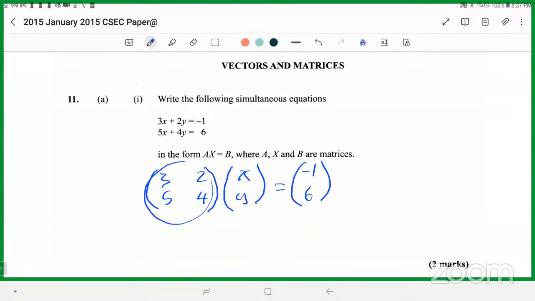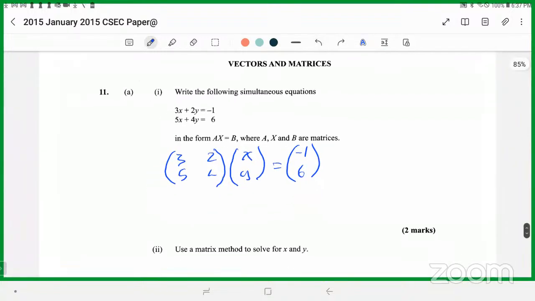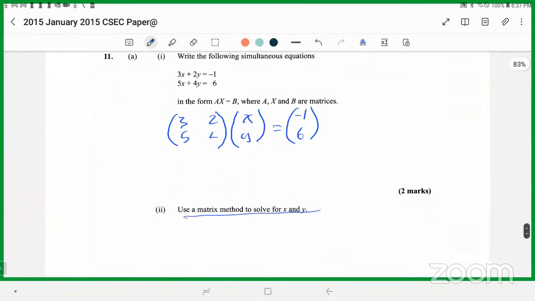So this is like the A. This is like the X. And this is like the P. And that's a matrices equation. 2 marks for that. It says use a matrix method to solve it. So you're trying to find the XY. So you take the inverse of this in front here. Remember, this is on the front. The inverse goes back on the front.